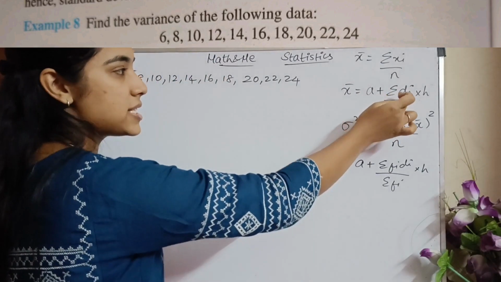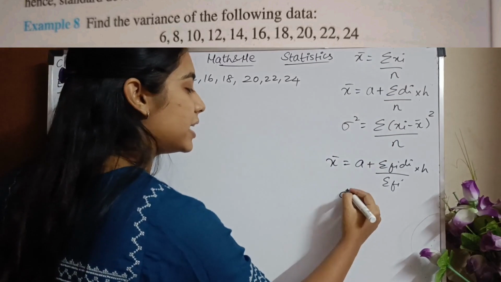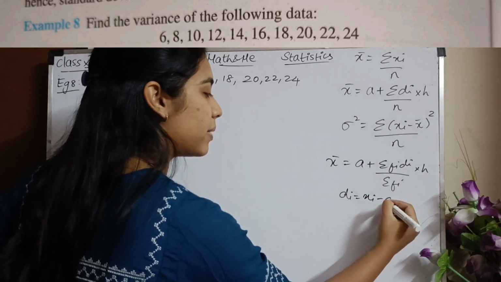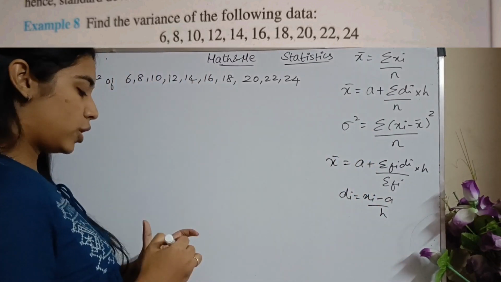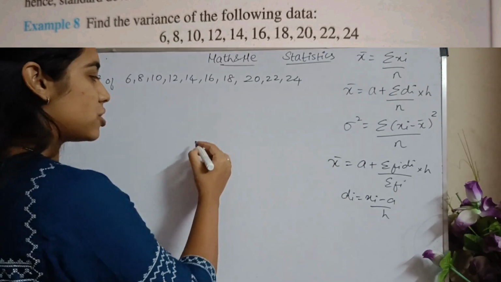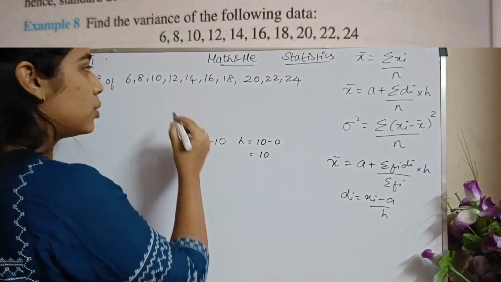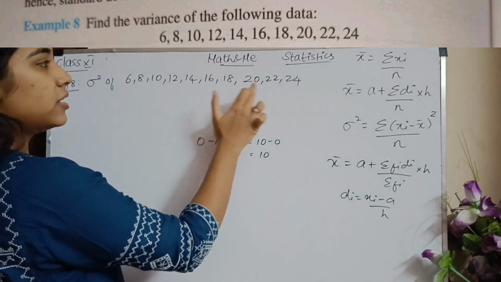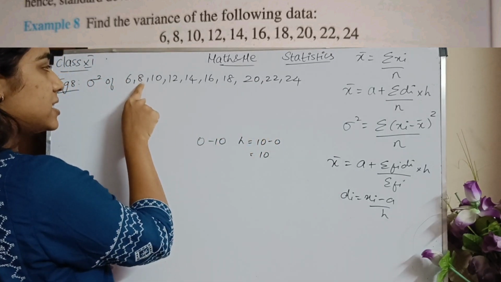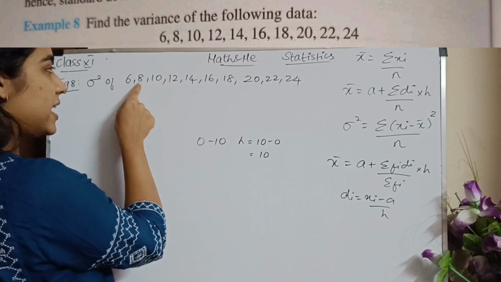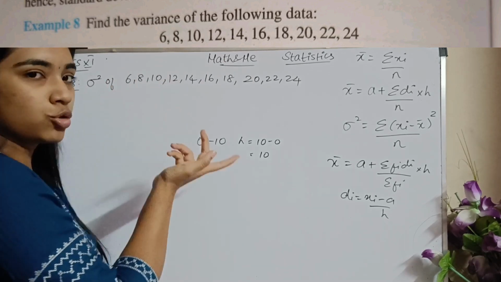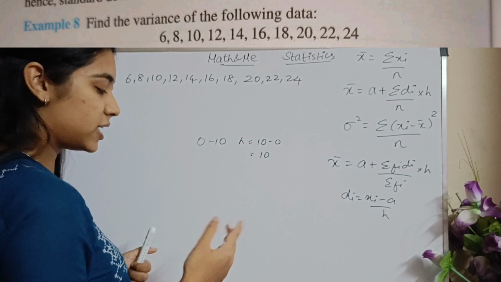So, middle value plus sigma di, where di will be xi minus a divided by h into what will be your h. In that, you do not have any range. If 0 to 10, your h will be 10 minus 0, which is 10. What will be your range here? Your values differ uniformly. So, in that, 6, 8, 8, 10, 10, 12. So, what is 8 minus 6? 2. 10 minus 8, 2. So, your range is basically 2. The values get differed by 2.